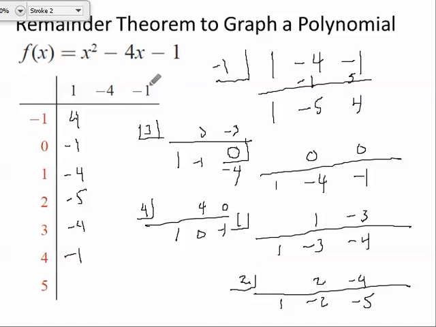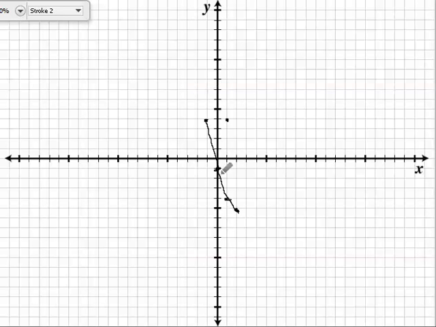I think we found the vertex there, right? So at 3, we're at negative 4, and at 4, we're at negative 1. Like that.